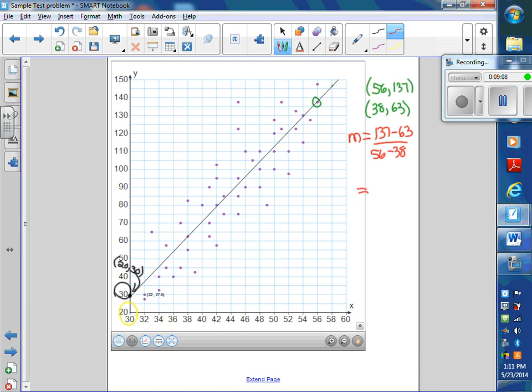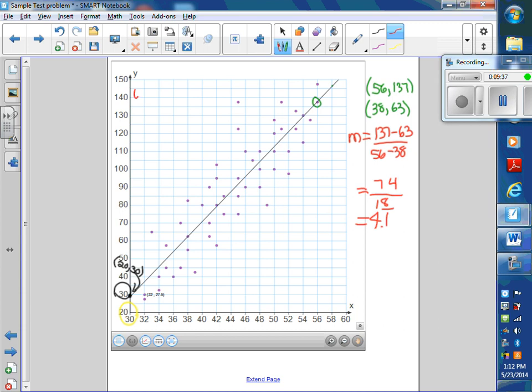So 137 take away 63 is 74. And that's 18. So do 74 divided by 18. 4.2. What'd you get? 4.0. Yeah, so now we're back to 4.1. Is there another decimal place there? 4.118, 1, 2, 1 repeating. Okay, so 4.1 is what we're going to go with.